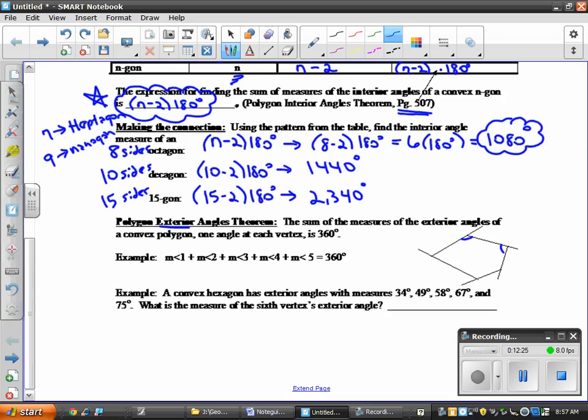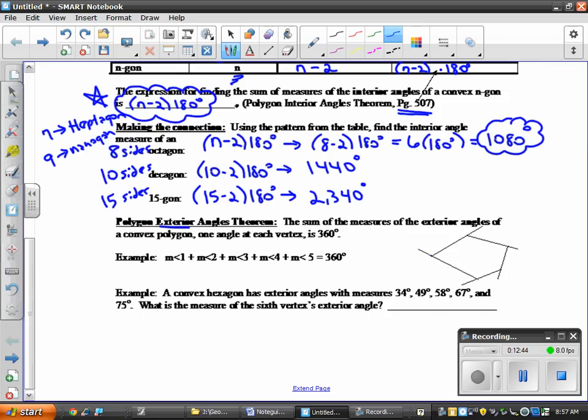These right here, bam, bam, bam, bam, bam, those are interior measures because they're inside the polygon. Exterior angles are the angles that you get if you extend the sides, like this one here. Actually, before I do this, let me count how many sides this is. 1, 2, 3, 4, 5. So this is a pentagon.